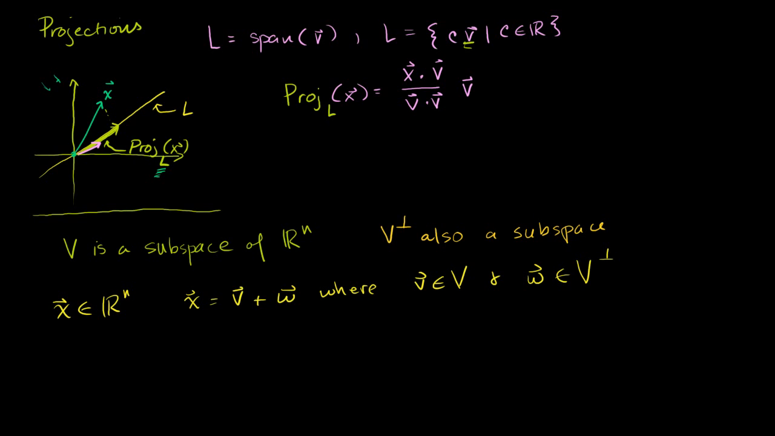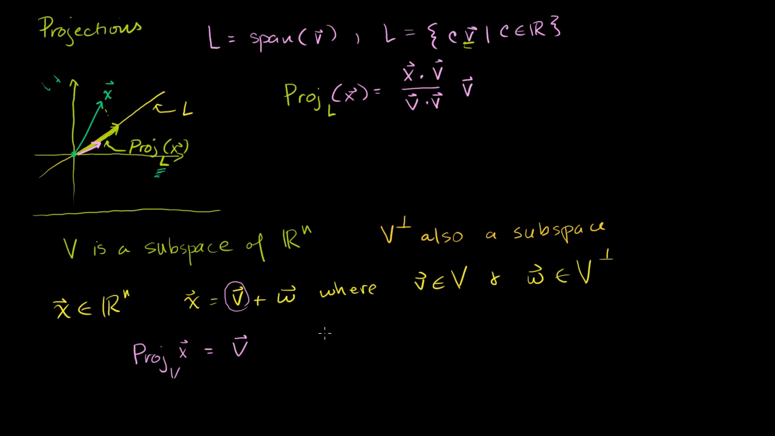Now, given that, we can define the projection of x onto the subspace V as being equal to just the part of x. You can kind of view it, these are two orthogonal parts of x. We define the projection onto V as the part of x that came from V. It's equal to just that vector V.